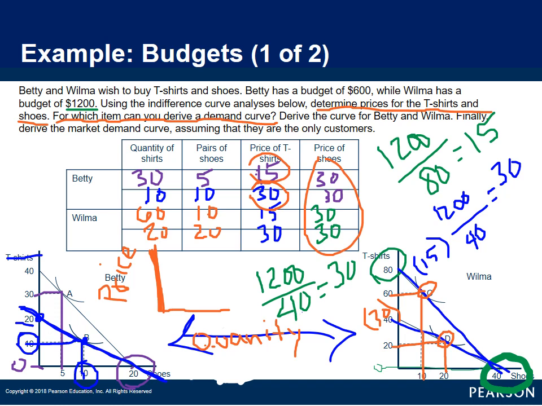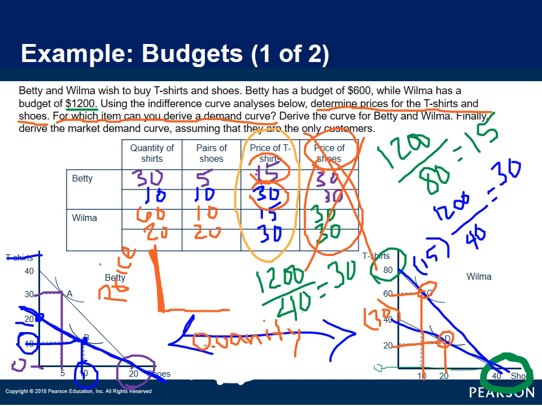So the price of shoes is not changing. So we cannot derive a demand curve for shoes because we cannot see how consumer preferences are changing if the price is staying the same. However, we can absolutely derive a demand curve for t-shirts because we have numbers here that show us the price of t-shirts changing from $15 to $30, so we see that the demand might change.